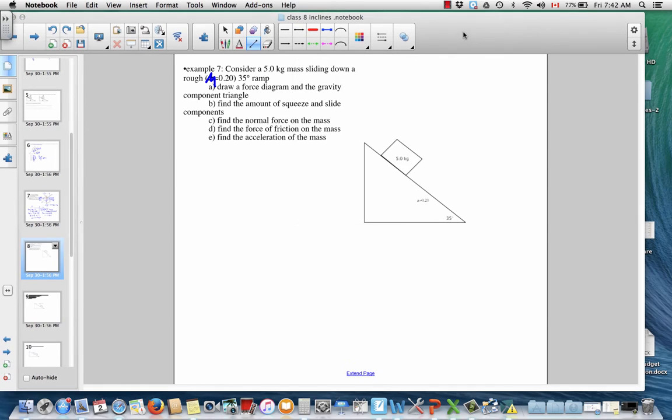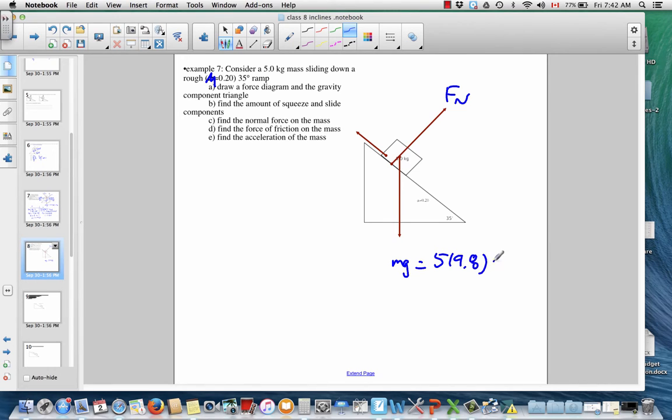We're going to draw the force diagram. So we have gravity acting straight down towards the center of the Earth. We have normal force perpendicular to the ramp. This mass is sliding down the ramp. That means friction is up. And let's label those. Normal force, mg, it's a 5 kilogram object, so there's 49 newtons of gravity. And then this is friction.